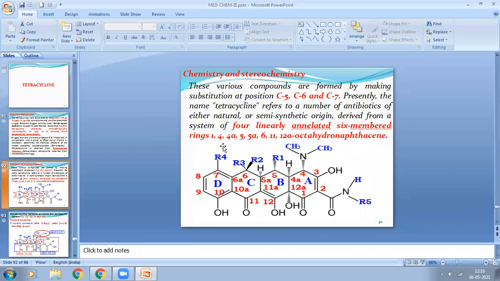Whatever new semi-synthetic derivatives are obtained from chlortetracycline, all of them contain four linearly annulated six-membered rings, consisting of 1, 4, 4a, 5, 5a, 6, 11, 12a-octahydronaphthacene. The basic nucleus is called octahydronaphthacene.